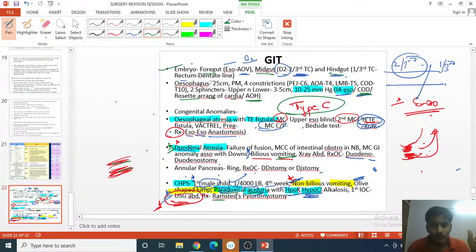So open कर दोगे वो बस. So that is known as your Ramsted's pyloromyotomy. ये नाम याद रखना जरूरी है because they can confuse you with other names also. So please remember. So the treatment of choice for CHPS is Ramsted's pyloromyotomy. So जो pyloric musculature है उस पर कट मार दिया, open कर दिया उसको. So that is known as pyloromyotomy. So the treatment of choice for CHPS is what? Ramsted's pyloromyotomy. Please remember this. And investigation of choice, or the first investigation कौन सा है? It is ultrasound abdomen. Please remember.